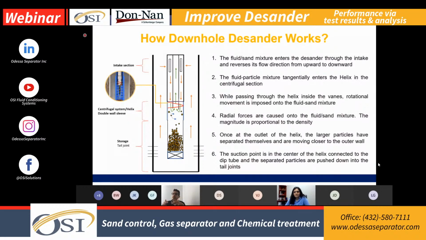That radial force is actually the one that causes the separation, because in that moment, when the fluid and the solid leave the helix, the solid, which is denser, is going to be pushed against the wall of the desander, and then the lighter phase, which is the liquid, is going to be in the middle, and it's going to be sucked by the suction point, which in this case is the dip tube, an inner pipe that you see at the middle of the tool. All the separated sand is going to be pushed down into the tail joints.